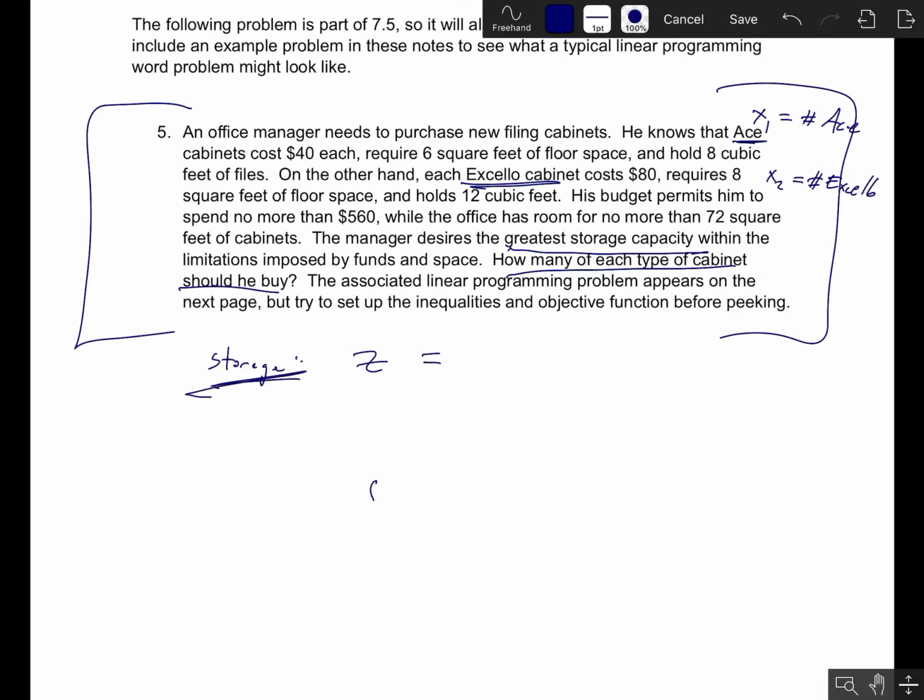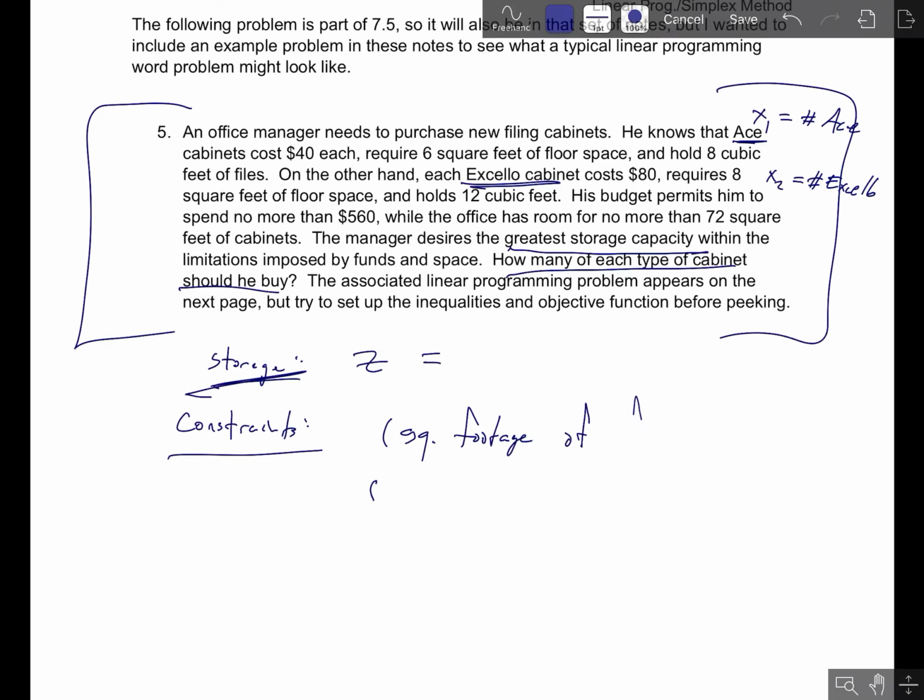So we have that we're trying to optimize storage, but we also have some constraints. We'll have a constraint from the square footage of floor space. And we'll also have a constraint from the budget.